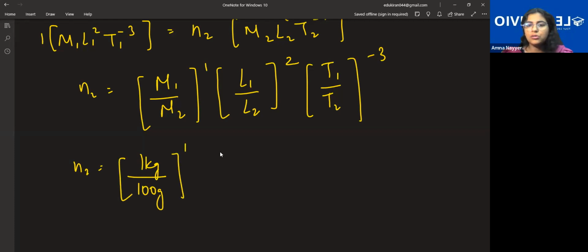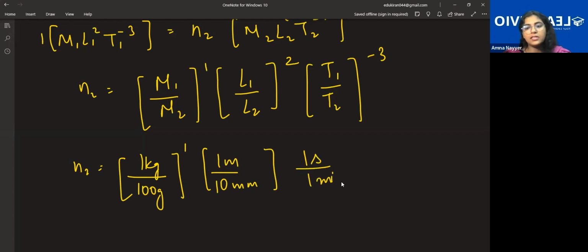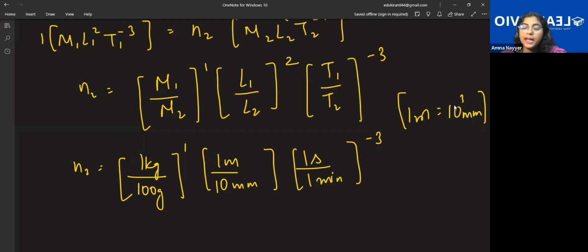Then again, this we used to write as 1 meter. So again, I'll write it as 1 meter right now, then we'll convert. And this is given as 10 millimeters. And then we have time as 1 second by 1 minute. It is given as 1 minute. So this time our time will also not be cancelled. We will have the time left also. See, one thing I'll tell you, 1 meter is equal to 10 to the power 3 millimeters, because one more 10 gets multiplied. That's why when milli has to be replaced, we multiply it by 10 to the power minus 3.